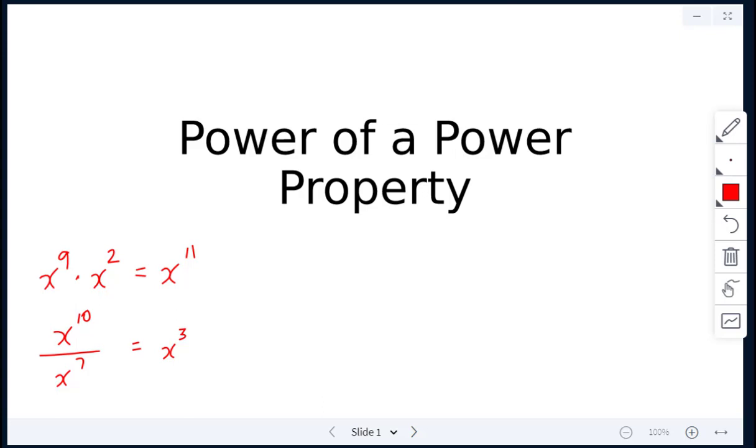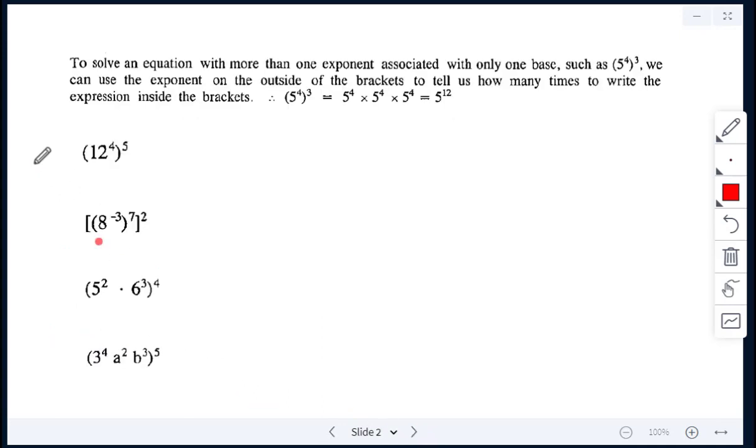All right, so our next law then is called the power of a power law. To solve an equation with more than one exponent associated with only one base, so for example, if you had 5 to the power of 4 to the power of 3, you can use the exponent on the outside of the brackets to tell us how many times to write the expression inside the brackets.